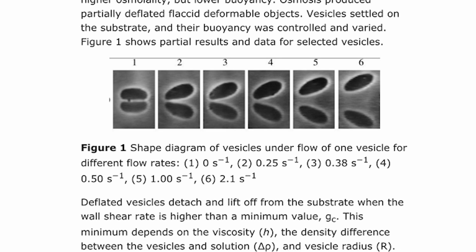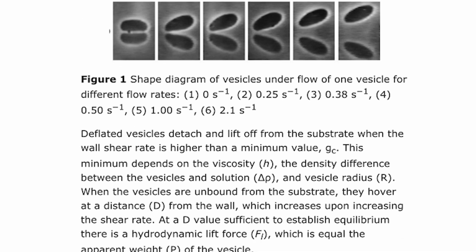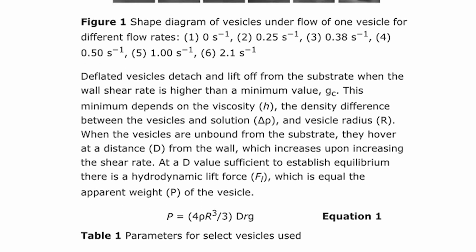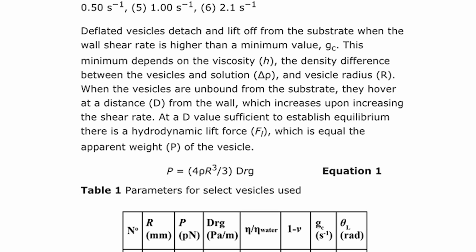Okay. So the deflated vesicles detach and lift off from the substrate when the wall shear rate is higher than a minimum value, GC. This minimum depends upon the viscosity, the density of the vesicles in solution, and the vesicle radius. When the vesicles are unbound from the substrate, they hover at a distance d from the wall, which increases upon increasing the shear rate.